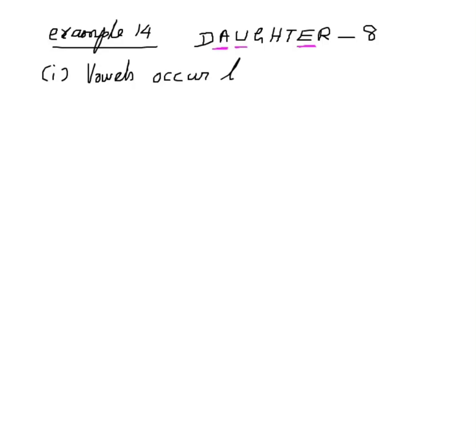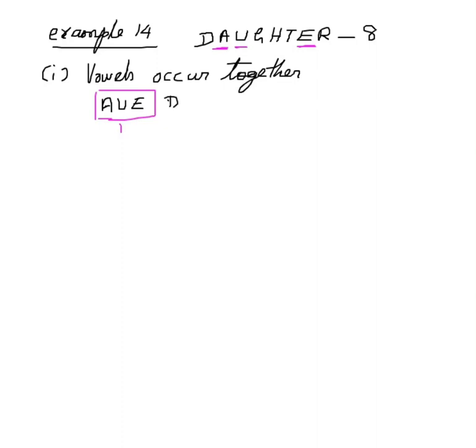Example 14. Find the number of different 8-letter arrangements that can be made from the letters of the word DAUGHTER. This is an important question. In the word DAUGHTER, we have 8 different alphabets, and in these 8 alphabets, we have 3 vowels. The first subdivision is vowels occur together. So together cases we know how to do. We put these vowels together and count these 3 letters as one letter. This is how we do together cases questions.